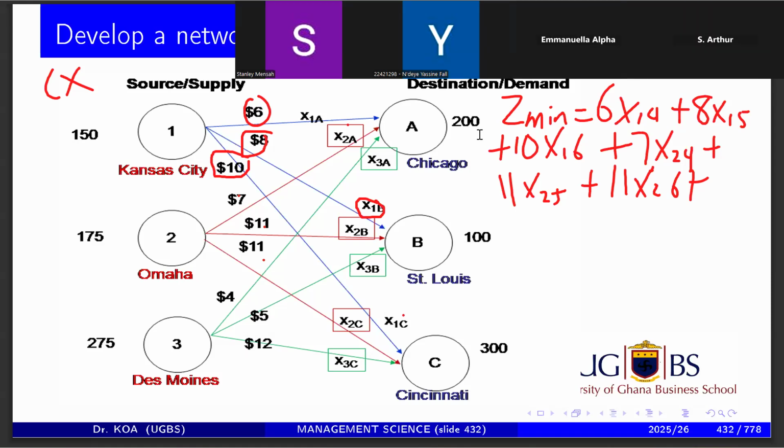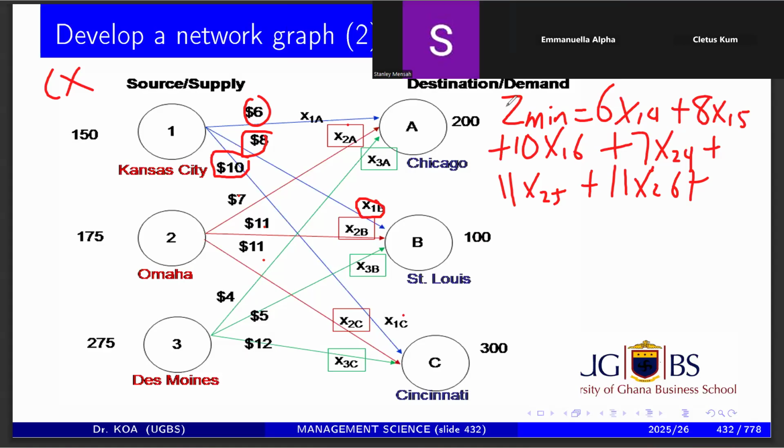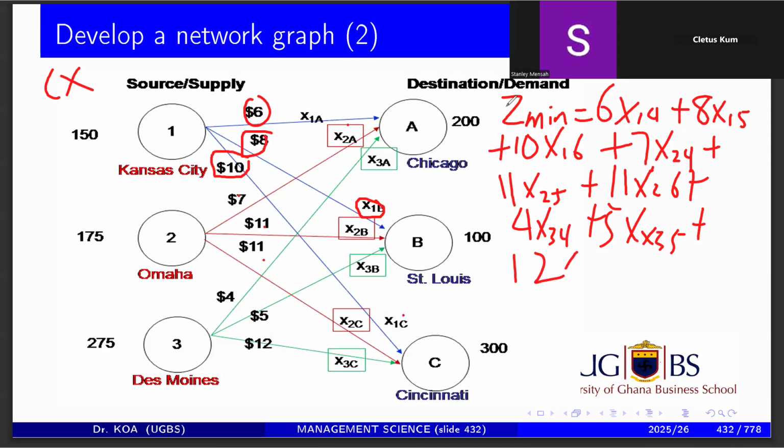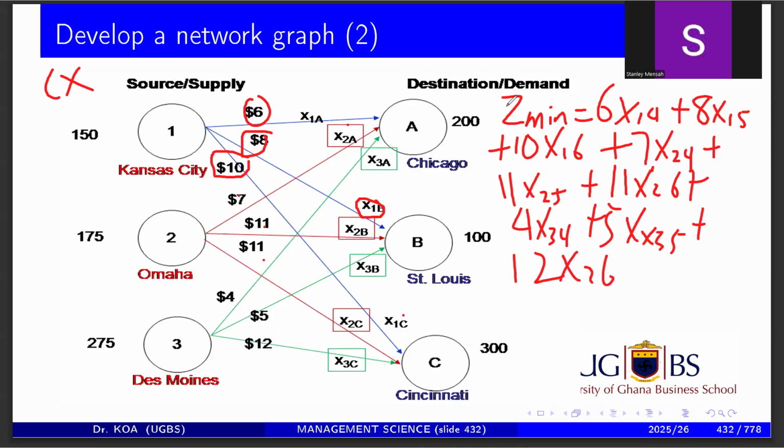Stanley, unmute yourself and talk. Okay, sir. And so we will pick the last one, which will be 4x34 plus 5x35 plus 12x36. Okay. That's how it is. So this now makes up your complete objective function.